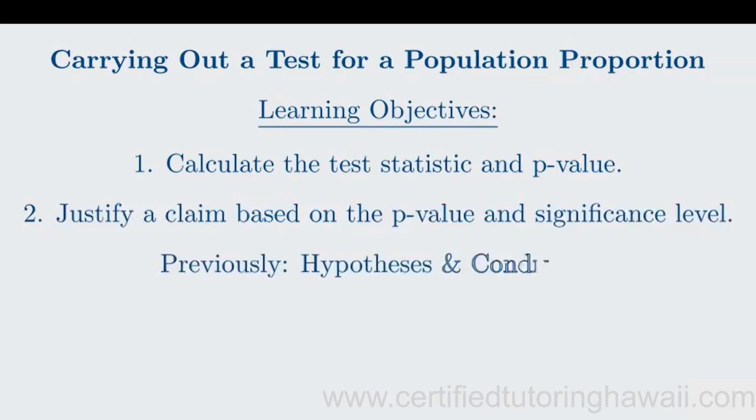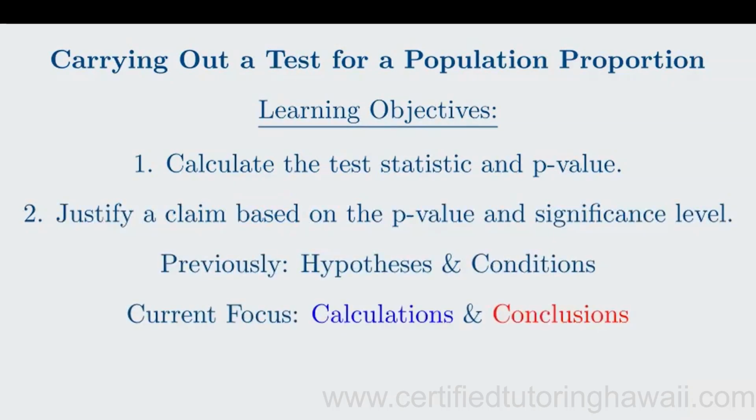In our previous lessons, we discussed how to set up hypotheses and check conditions. Now we are getting into the math and the conclusion phases of the process. When we carry out a test, we are essentially asking, if the null hypothesis were actually true, how likely is it that we would see a sample proportion as extreme as the one we just observed?